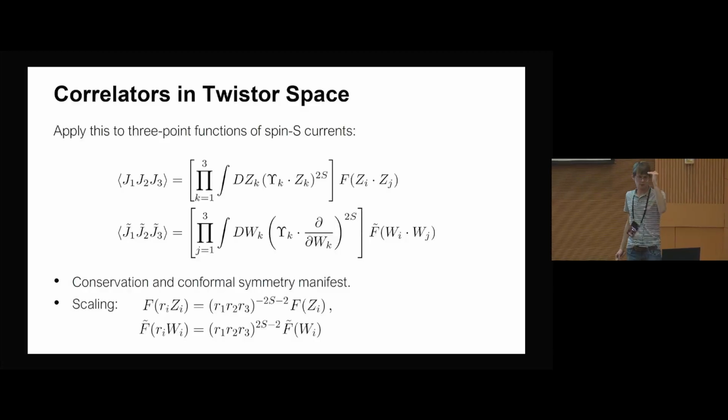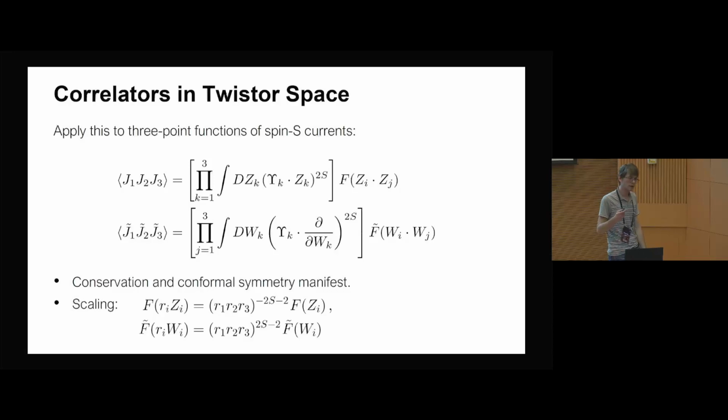Well, let's consider the example of 3-point functions of spinning currents. And we want to trivialize that these free currents are conserved. For which, what we can do is to express this 3-point function as a triple integral over twistors, one per each external current. And similarly, we can do the same with an integral over dual twistors with these other ansatz. And essentially, these two ways of writing down these 3-point functions trivialize conservation.